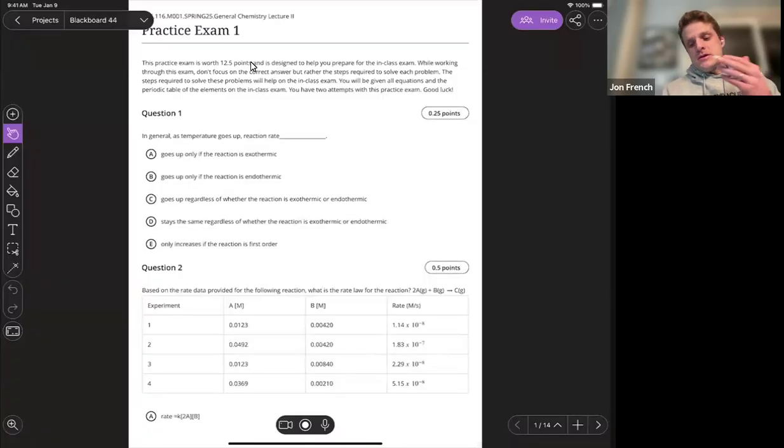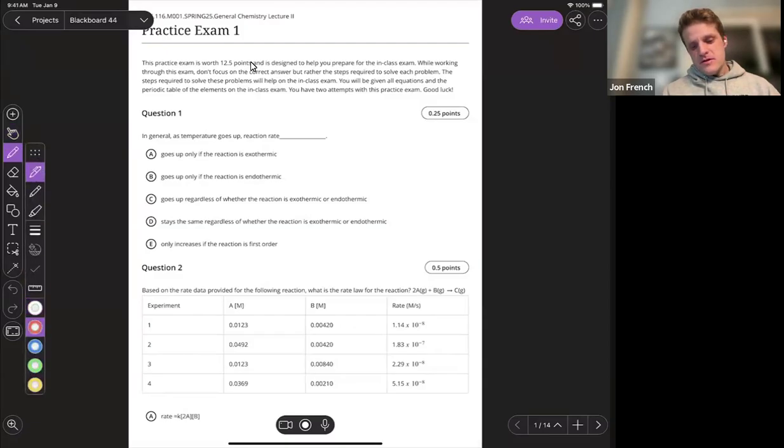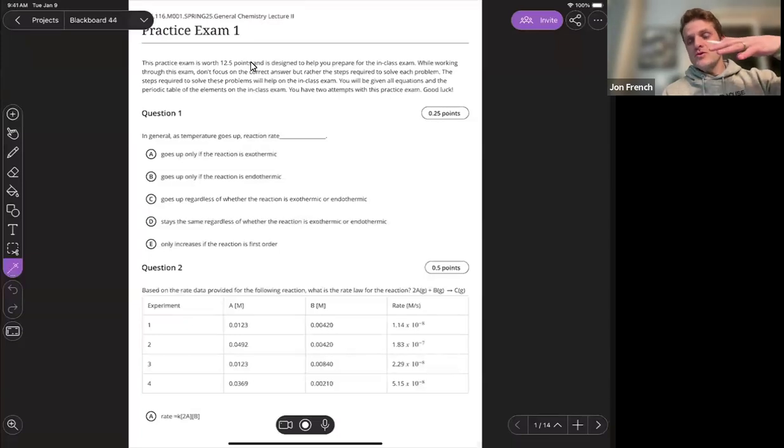So yeah, you'll definitely have a question like question two, where you'll have a bunch of concentrations and rate data. And so for a question like this, what you need to do is figure out the rate law for the reaction. And you're going to figure out the rate law for the reaction by comparing different concentrations and the corresponding rates of those reactions to figure out, okay, when this happens to the concentration, what happens to the rate?